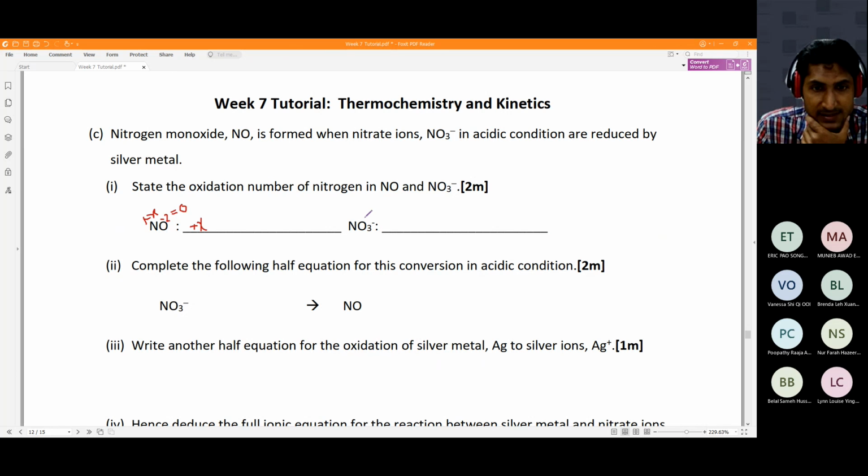Nitrate ion is positive X, and oxygen is -6, equal to -1. Right, so X will be, sorry, it's given here already, so I just need to put the value +5.